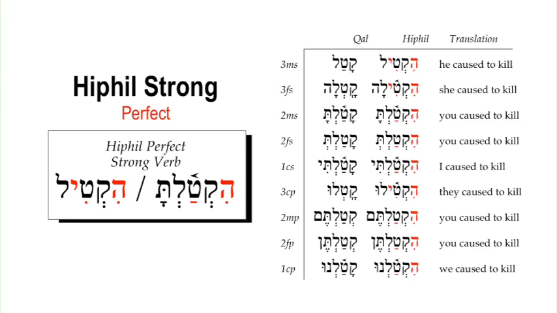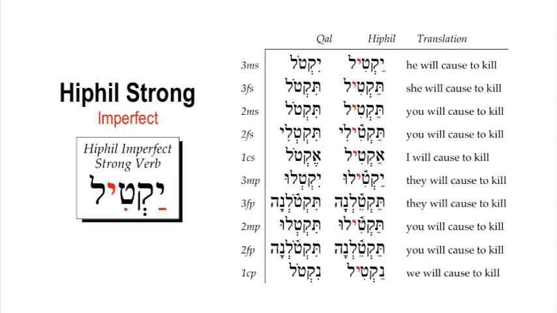So there's no need to memorize the Hiphil strong verb paradigm for the perfect, because all you need to know is that you have your regular Qal paradigm and you add the he hiriq to the front to identify it as Hiphil. Now there are other spelling changes, but it's that he hiriq that's going to set apart the Hiphil stem for you.